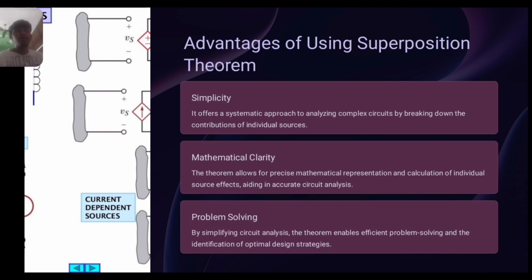By simplifying the circuit analysis, the theorem enables efficient problem solving and the identification of optimal design strategies.